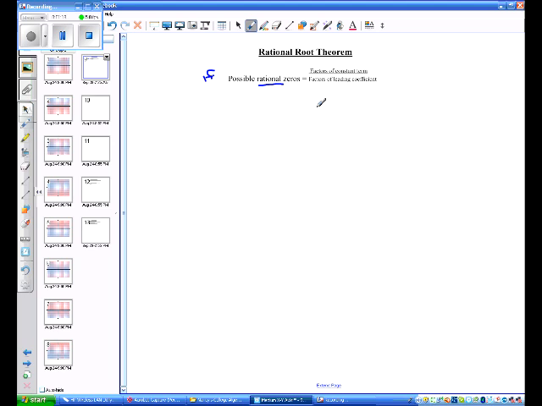Now what this says is if you have any rational zeros, then they will be of the form where they are a factor of the constant term divided by a factor of the leading coefficient. So we're going to look at how to go through and list all of our possible rational roots.